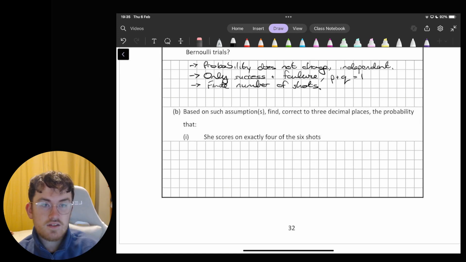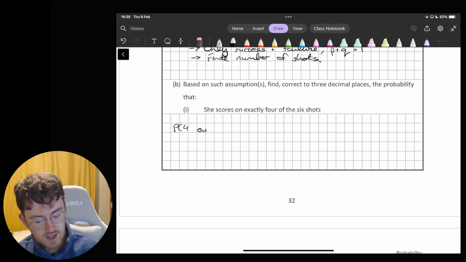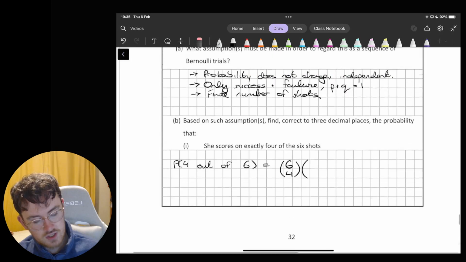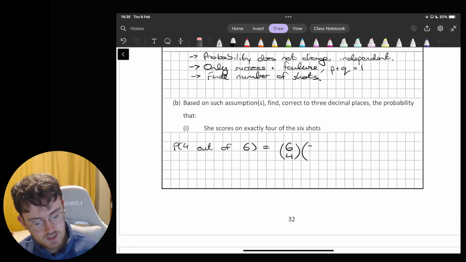So based on these assumptions, find correct to 3 decimal places the probability that she scores on exactly 4 of the 6 shots. So we're not told a specific 4 here, we just want the probability that she gets 4 out of 6. That's a Bernoulli trial. So out of the 6 shots, we choose to succeed on 4 of the shots. The probability she does succeed is 60%, which we'll use as 0.6 here. So she's going to get 4 of them. And then the probability she fails is 0.4, and that's going to happen twice, on 2 of the shots.